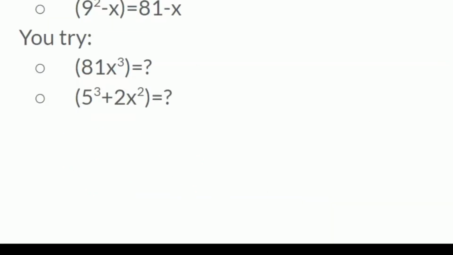So I'm going to give you a moment to try these next two, and when you're ready, you can unpause the video. All right, so I'm going to do this first one in green. So notice, right, 81x cubed. So the exponent is only on the variable. So similarly to the first example up here, 81x cubed is equal to the same thing. It's just 81x cubed, right?